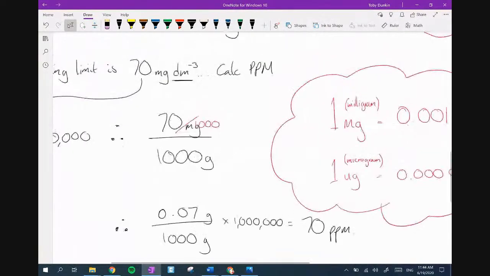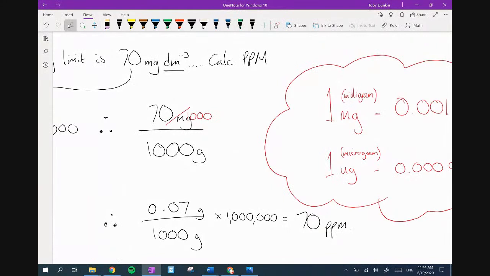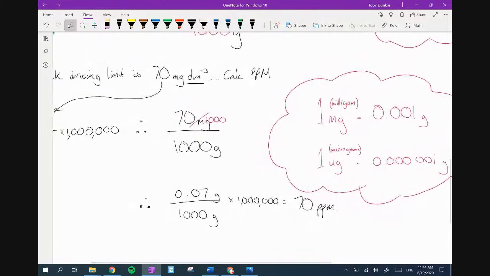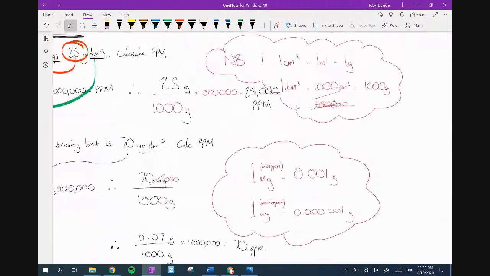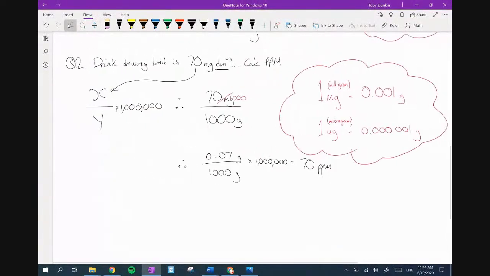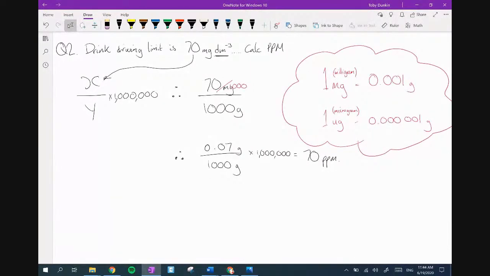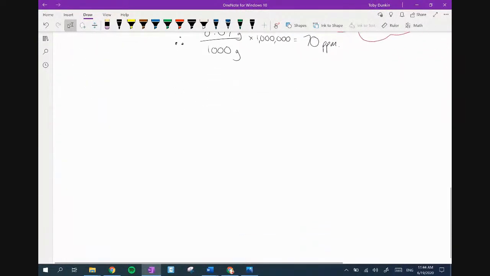I never teach that, by the way. That's a very common thing that you come across. A milligram per liter is the same as parts per million, but I don't like teaching it. It's something that I don't want you to make a note of. It's not good to learn those kind of translations because the questions are too variable and you'll lose it. Right, let's try another one.